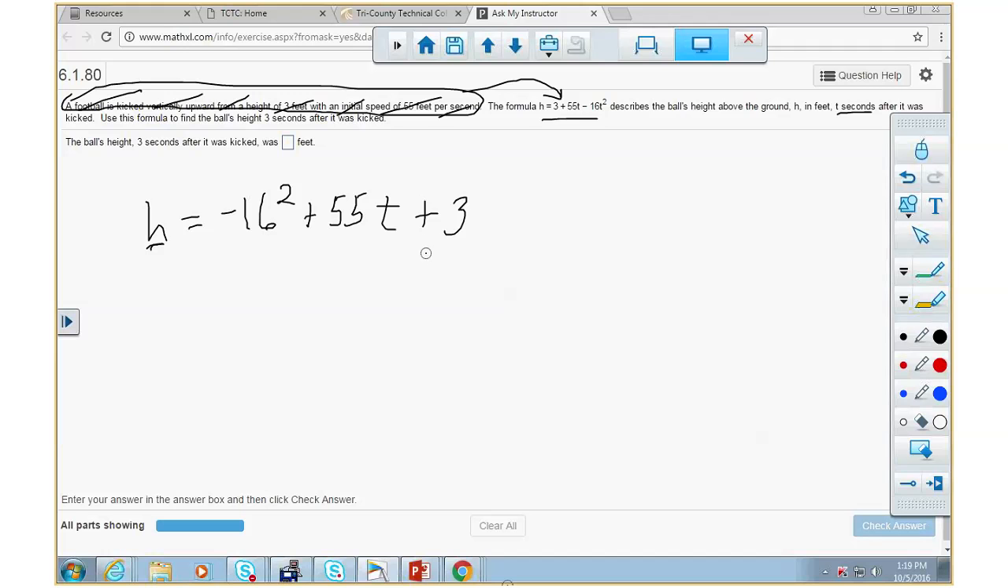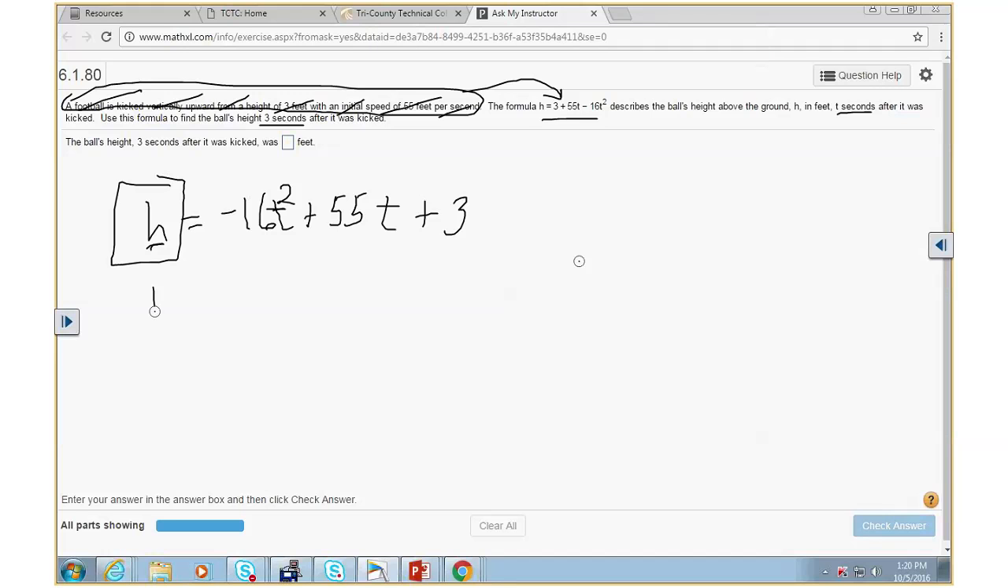So after so many seconds, if you plug in, that's supposed to be a T right here. After you plug in like 3 seconds or 4 seconds or whatever, that's the height you're going to get. So did you plug in 3 seconds? You plug in 3 seconds, so H is equal to negative 16 parentheses squared plus 55 parentheses plus 3. Then plug in 3. The reason I'm dotting it in is because that's what we're given. Don't get it confused with this 3 right here. That dotted in 3 comes from the time. This 3 comes from the 3 foot height. So don't get those confused.